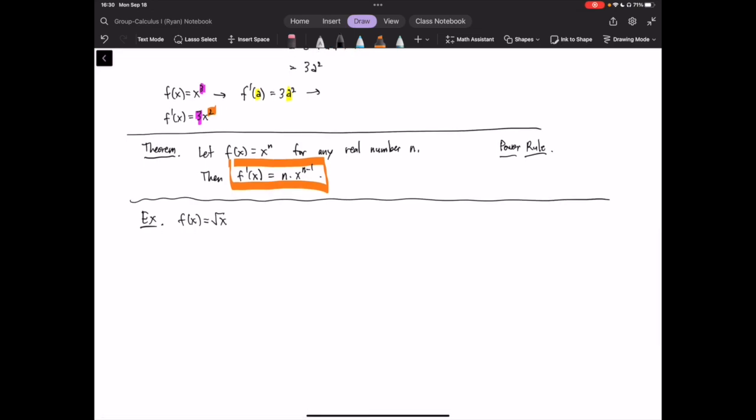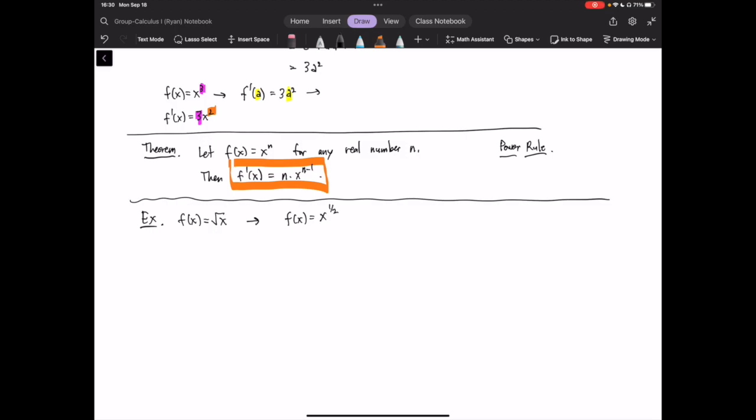Well, to use the power rule, we have to have an exponent, right? So we can rewrite the square root of x as an exponent as follows, right? F of x equals x to the power 1/2. That 1/2 power represents the square root. All right, and once we have this written as a power, now we can apply our power rule.